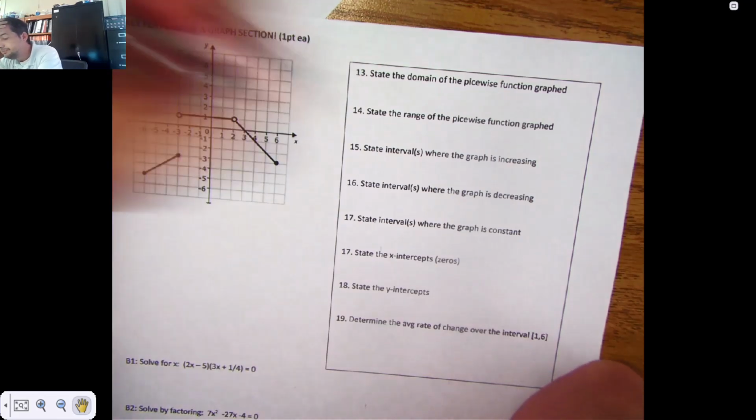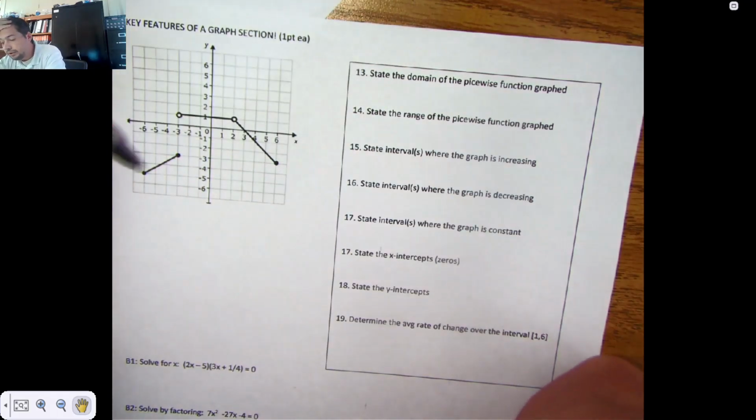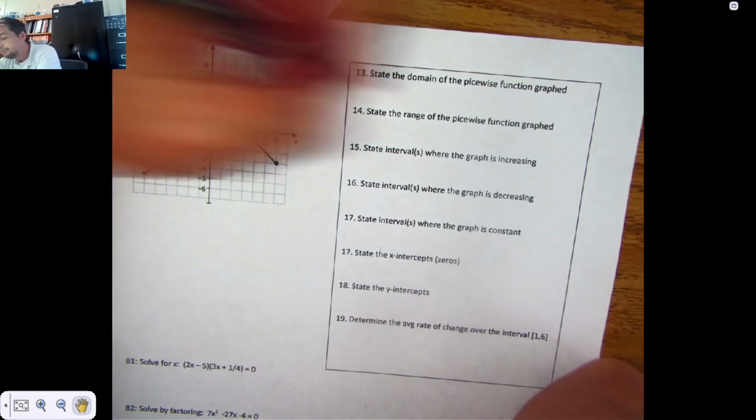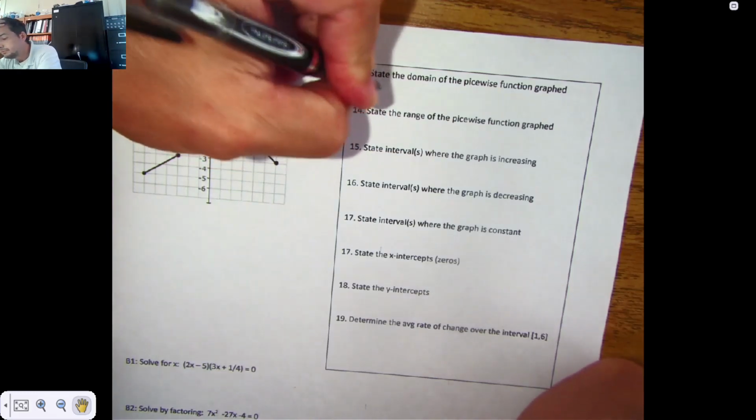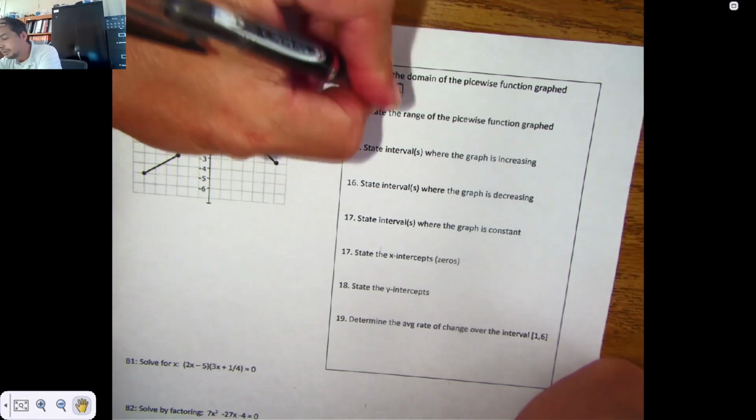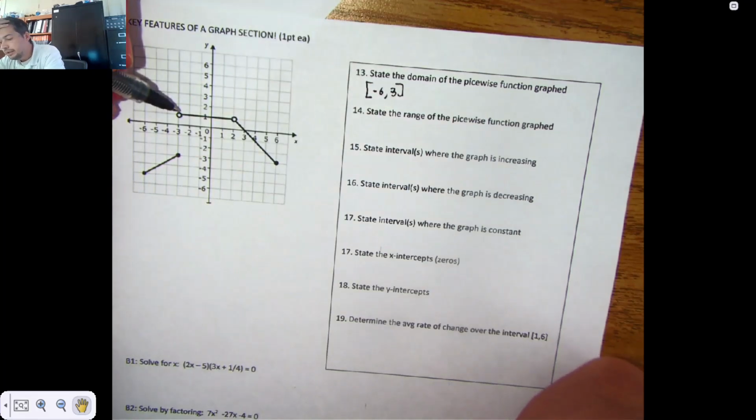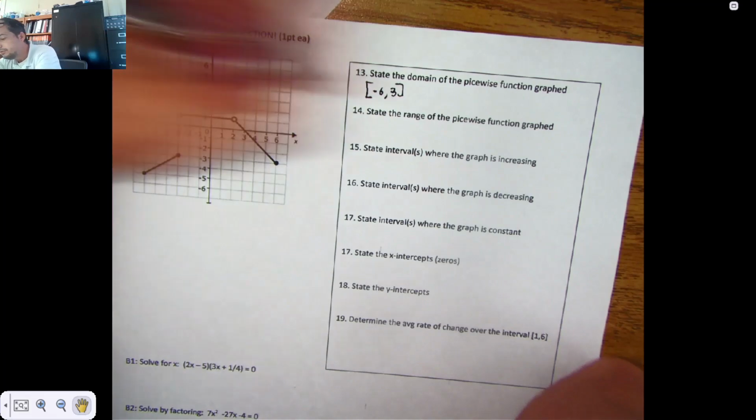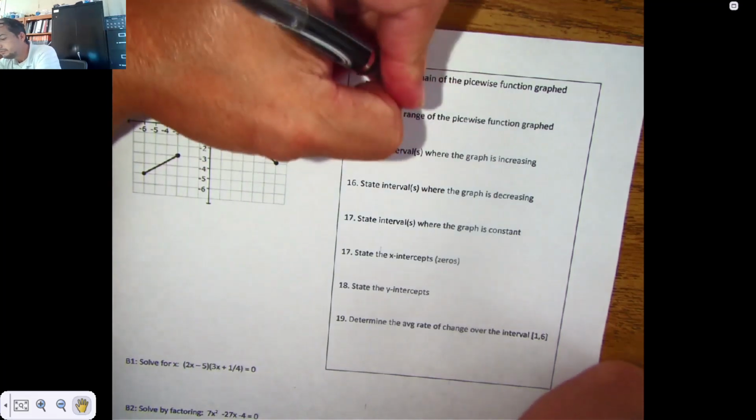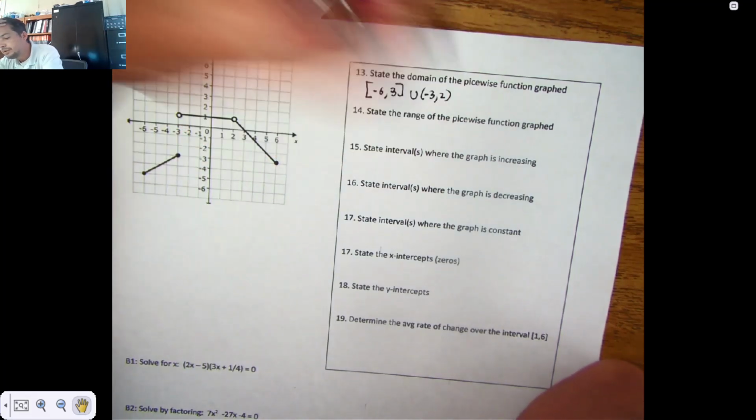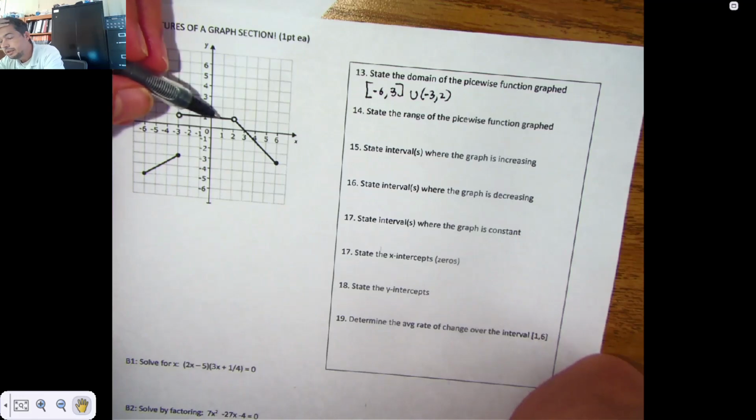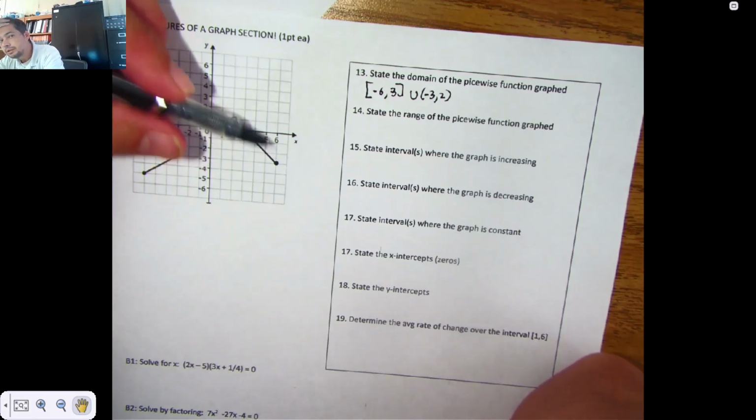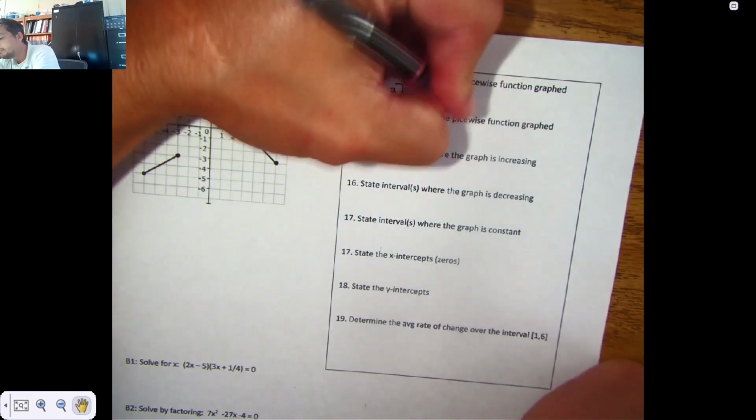State the domain. We are running from -6 to 3. All right. Brackets on those. And then we're running from -3 to 2. Parentheses on those because of the open holes. And then we're running from 2 to, looks like where the x value is 6.